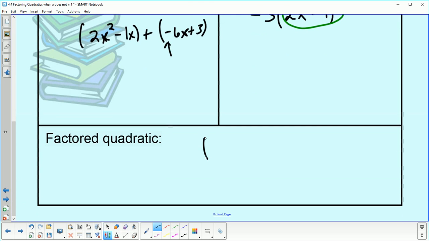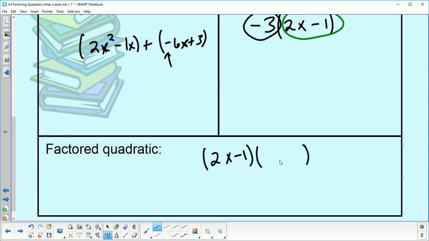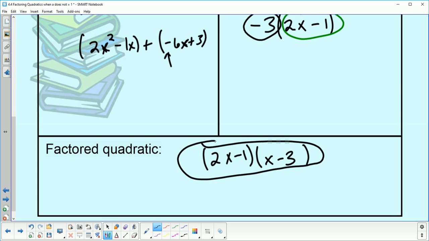That is going to be your first binomial. Remember, the whole point was to find 2 binomials. So I rewrite my 2x minus 1, and then my other factor is going to come from whatever those 2 greatest common factors were. I can rewrite that as an x minus 3. And so when I factor that quadratic, I get this: the quantity 2x minus 1 times x minus 3.